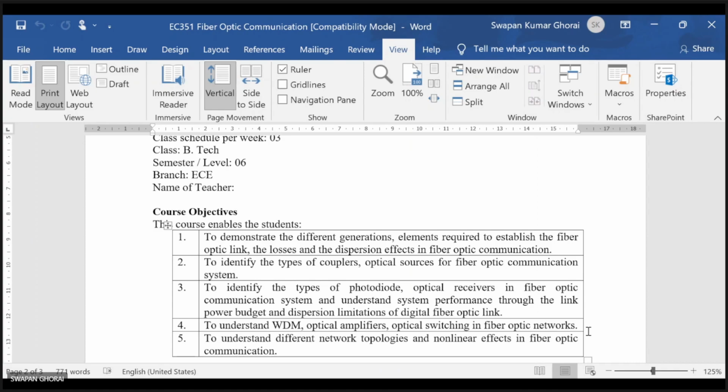And there are different aspects as well. There can be wavelength-independent switches, or wavelength-based switches are also present.